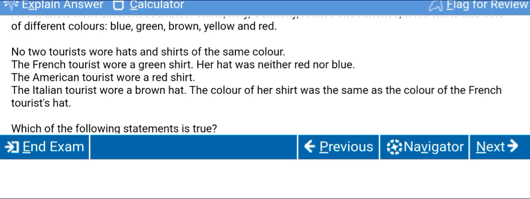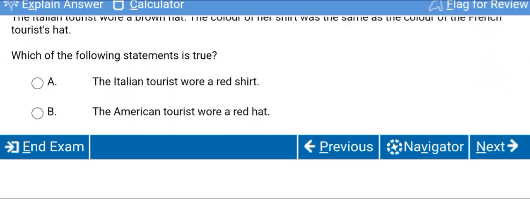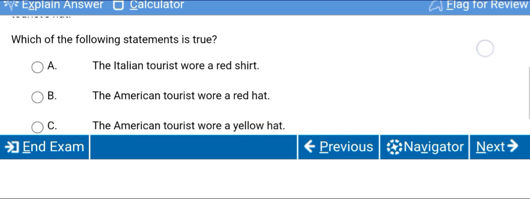The American tourist wore a red shirt. So the Italian tourist wore a brown hat. The color of her shirt was the same as the color of the French tourist's hat. Which of the following statements is true?